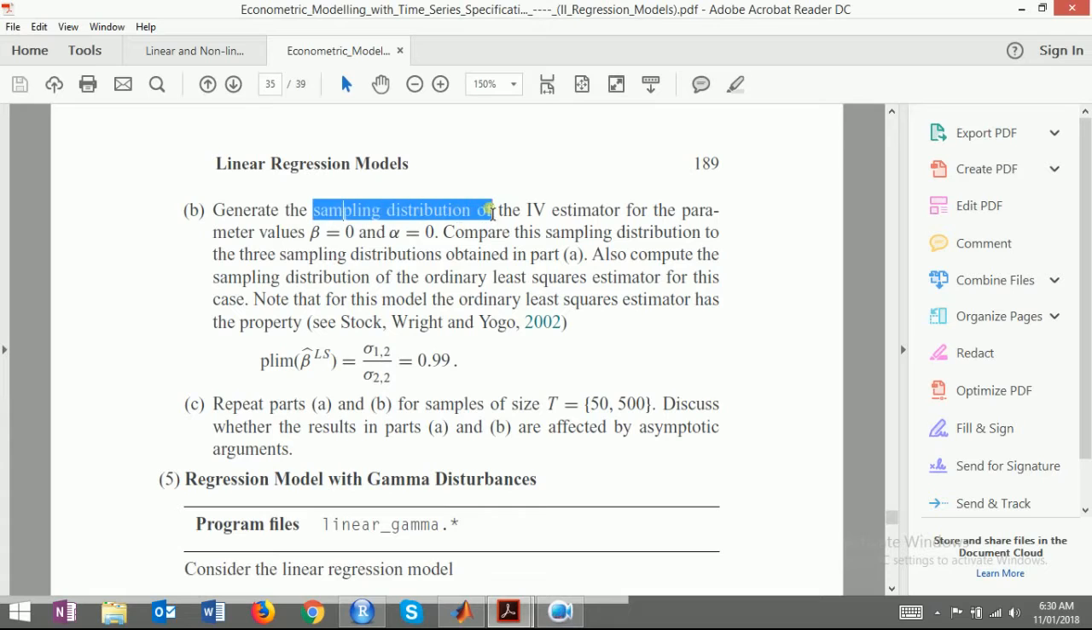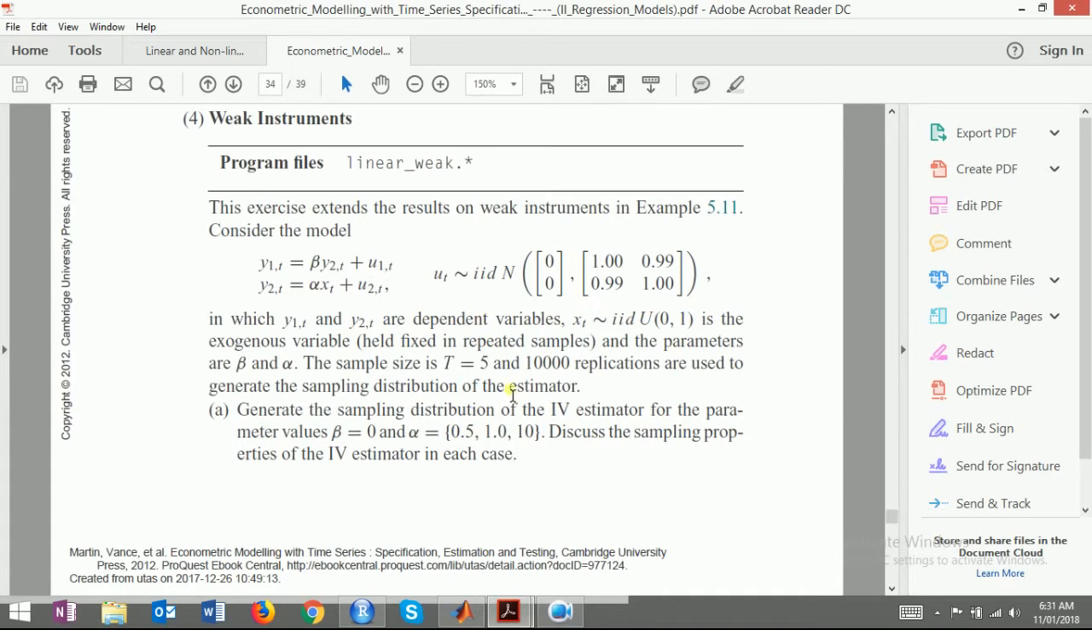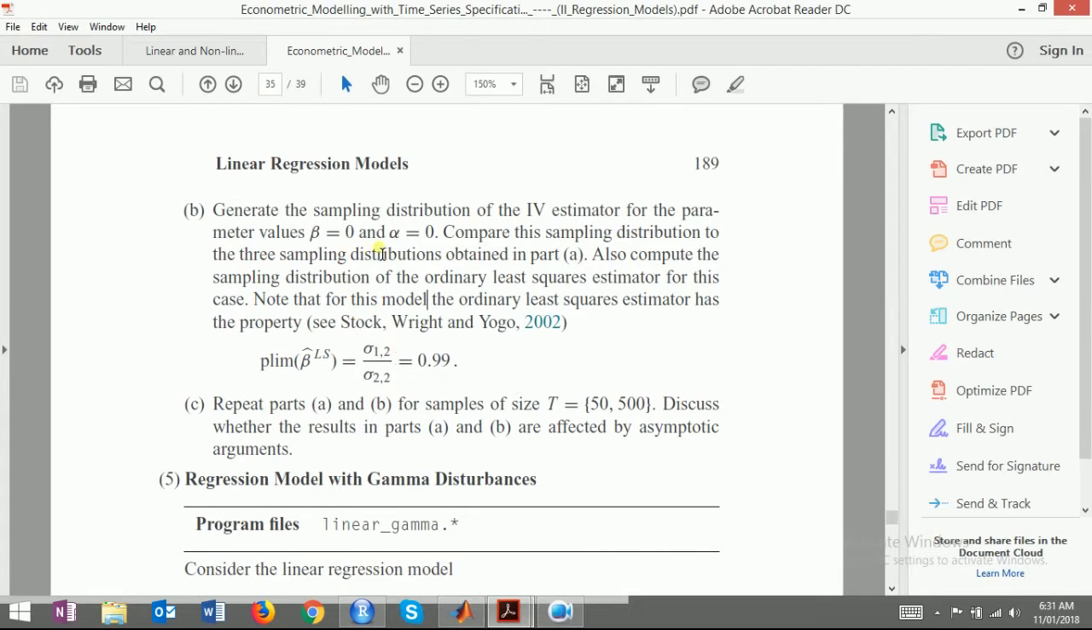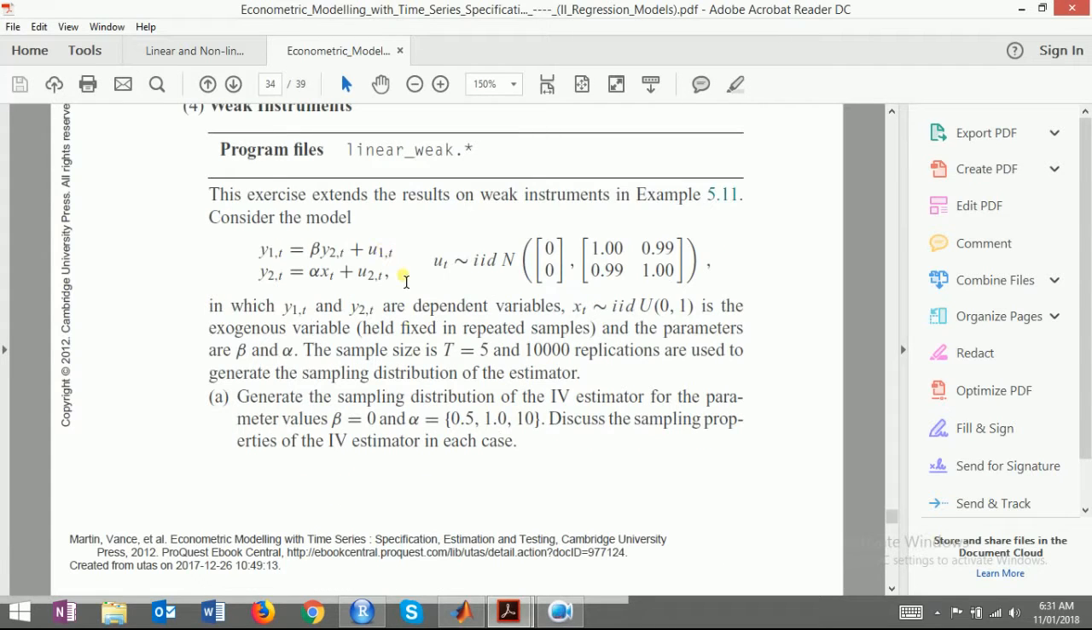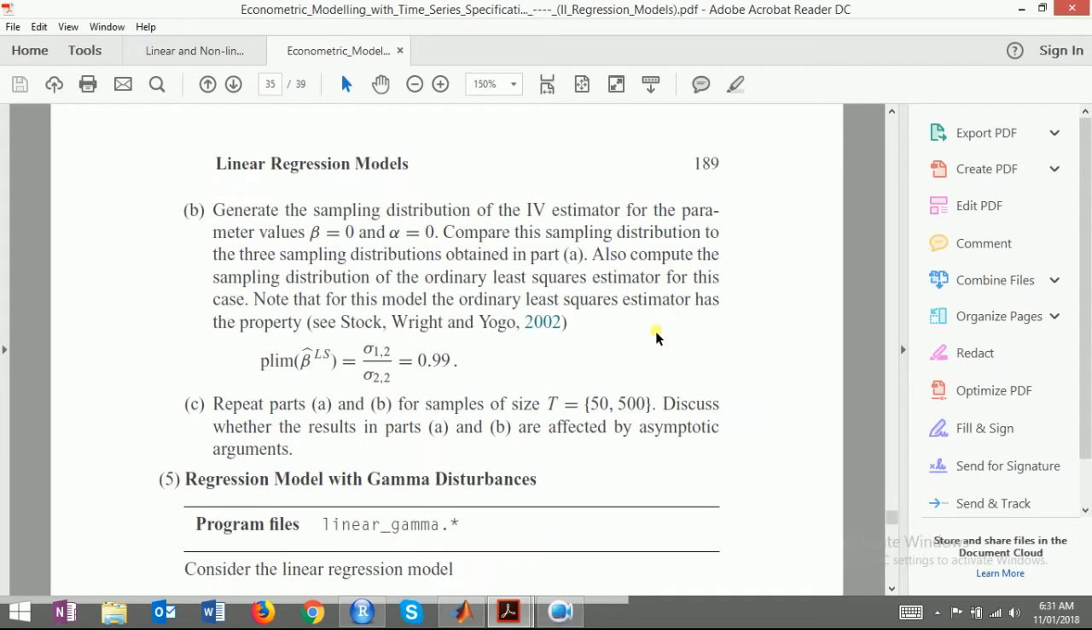Part B: generate the distribution of the instrumental variable estimator for the parameter values beta equals 0 and alpha equals 0. So beta 0 with alpha 0.5, 1, 10, and then beta 0 with alpha 0. Compare this sampling distribution to the 3 sampling distributions obtained in part A. So for the 3 alpha values we have to do distributions, and then compare them with alpha 0. Also compute the sampling distribution of the OLS estimator for this case.